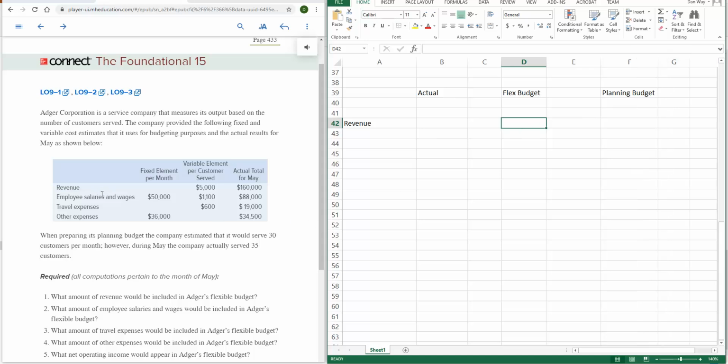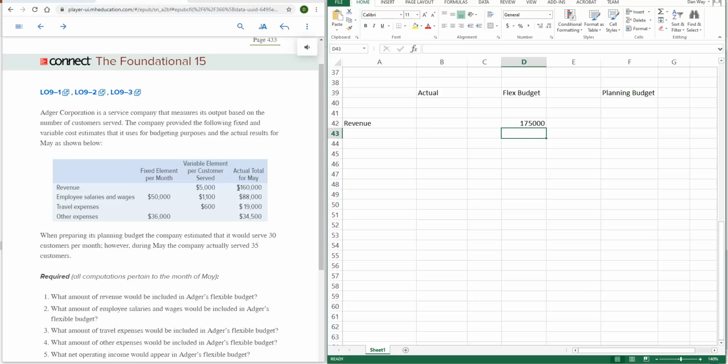We know that revenue is expected to be $5,000 per customer served, and there's no fixed element of revenue. We don't collect some kind of contractual amount from customers. Everything's based on volume. So that revenue for May should be $5,000. And since we're in the flex budget, we want to flex that by the actual number of customers served. So times the 35 actual customers for the month that was noted in the setup. So $175,000.